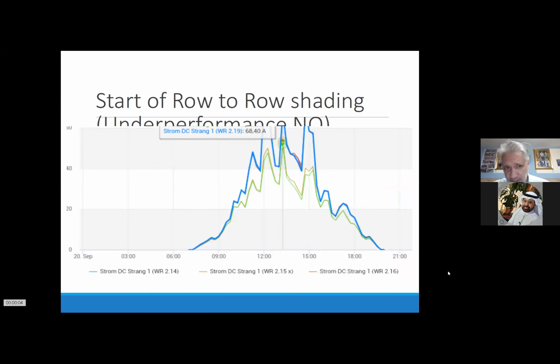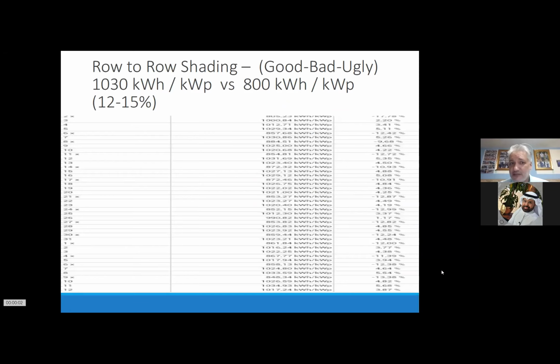If you see row-to-row shading or some similar things, that's the output. You can see 2-3 inverters or strings are lower than they could be. So the blue one is almost 70 amps, while the other ones are 10-20 amps below. So that you can impact. If you see that in total figures, the plant was running actually very good. It had 1,030 kilowatt hours per kilowatt peak, which is not too bad for a European country. But the shaded strings are minimizing the output. So we had like 10, 12, 15% underperformance.